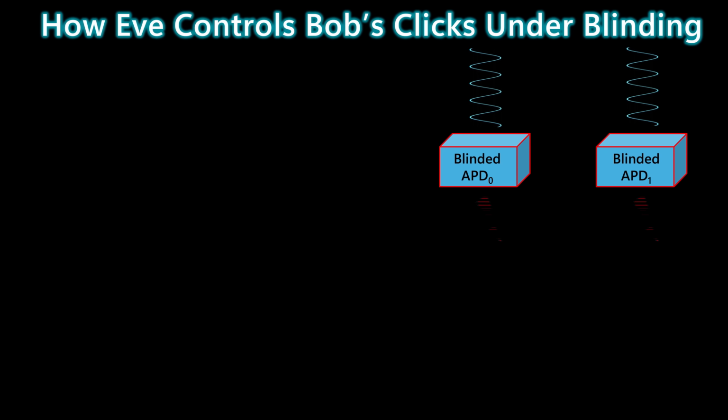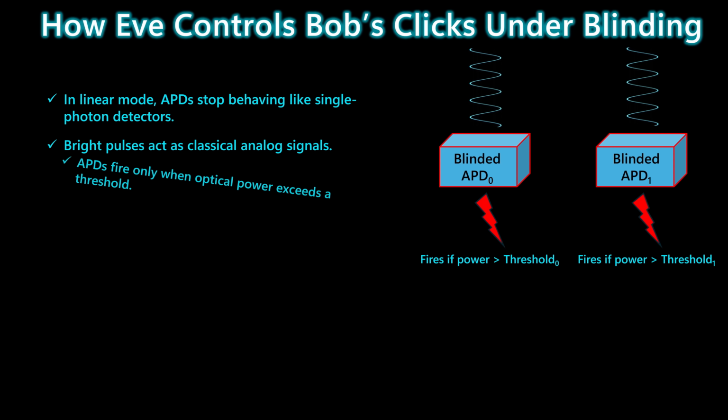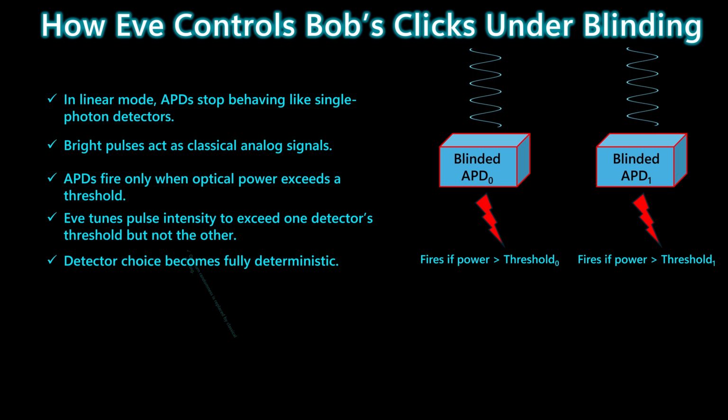When avalanche photodiodes are forced into linear mode, they stop acting like true single-photon detectors. Instead, they behave like classical analog devices that fire only when the incoming optical power exceeds a threshold. Eve takes advantage of this by sending bright pulses whose intensities she can tune precisely. If she sets the power just above the threshold for one detector but below the threshold for the other, she can choose exactly which detector fires. That makes Bob's measurement outcome fully deterministic. What used to be quantum randomness is now replaced entirely by classical steering under Eve's control.